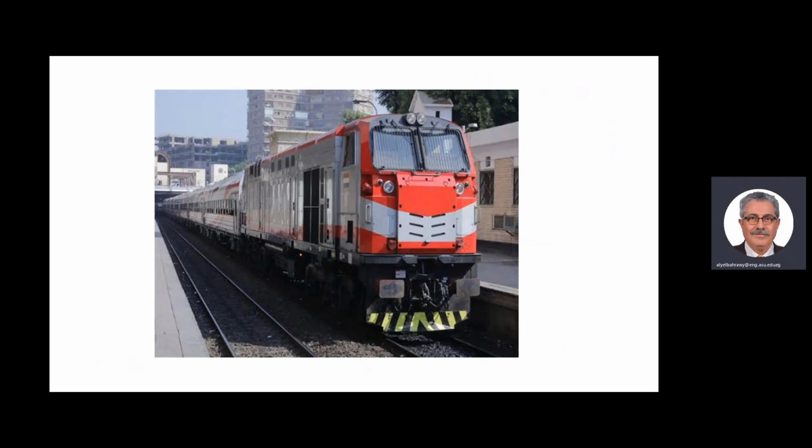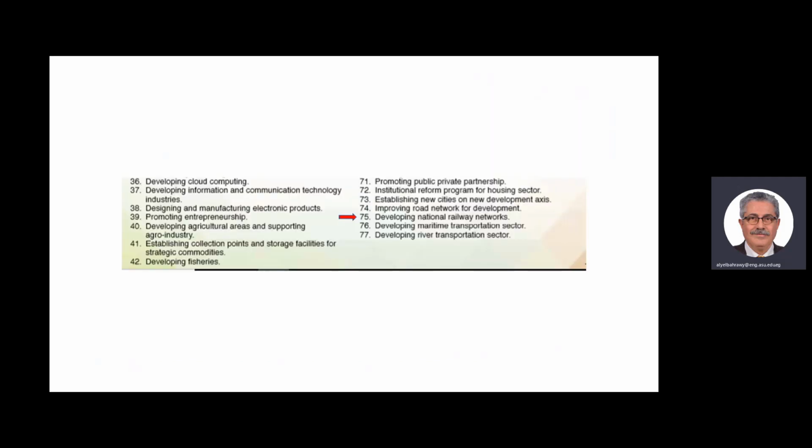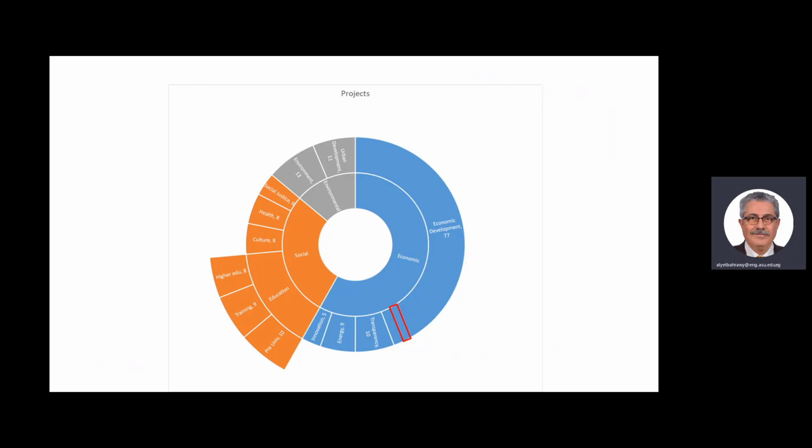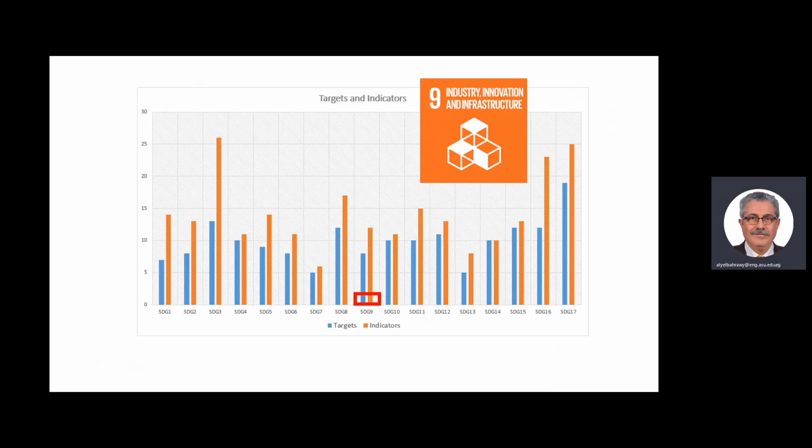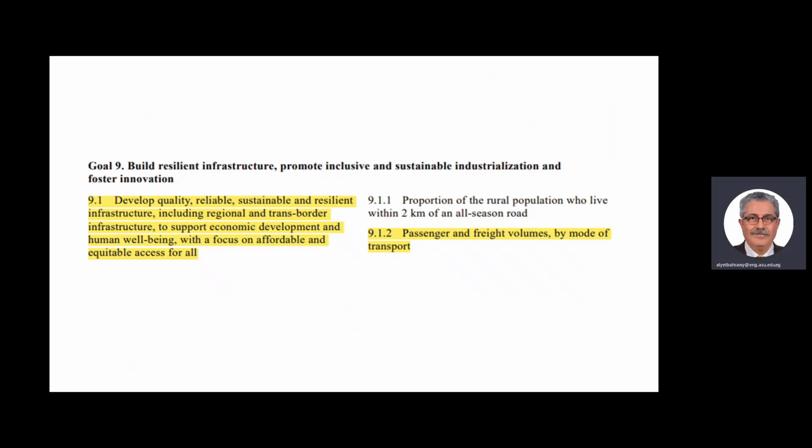Here is a photograph of the locomotive, and this particular project is number 75 in the list of 77 projects, and it says developing national railway networks. This is a sunburst chart that shows the location of the project in the strategy, and it has to do with industry, innovation, and infrastructure, and it is connected to SDG number 9. And this is how it is articulated. Develop quality, reliable, sustainable, and resilient infrastructure, including regional and trans-border infrastructure, and in the indicator, passenger and freight volumes by mode of transport.